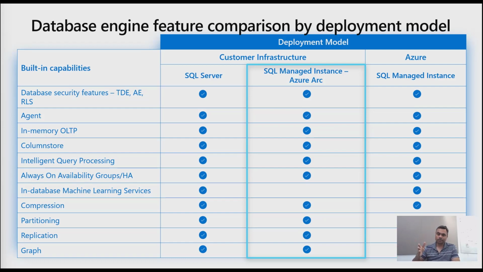On the leftmost column, I have the most common enterprise features that most customers typically use. And in the comparison matrix, I have SQL Server on-premises that you typically have today. The second column is the Arc SQL Managed Instance that we are talking about today, which you install on a Kubernetes cluster. The third column is the Azure SQL MI that runs in Azure. As you can see here, pretty much all of the SQL engine features are available in all the three deployment models. So the point here is that Arc SQL MI is the same SQL Server that you already use today, whether it's SQL Server or Azure SQL MI.